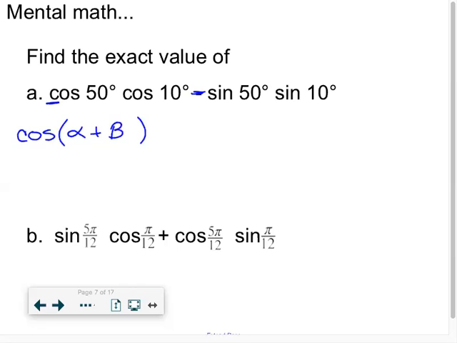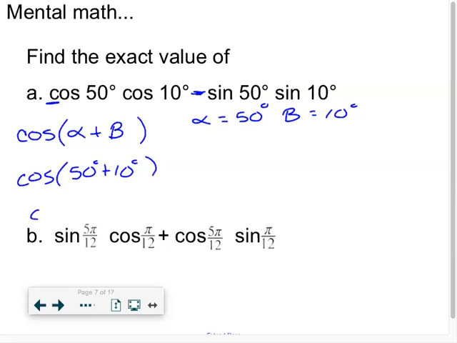And then the third thing you want to look at is the angles that are being used. So it's 50 degrees and 10 degrees. In this case, we can look at it as alpha is 50, beta equals 10, right? And it's not nearly as hard as it looks. So this is cosine of 50 degrees plus 10 degrees, which is cosine of 60 degrees. 60 is a special angle. The cosine of 60 degrees is 1/2. So our answer to this question is 1/2.